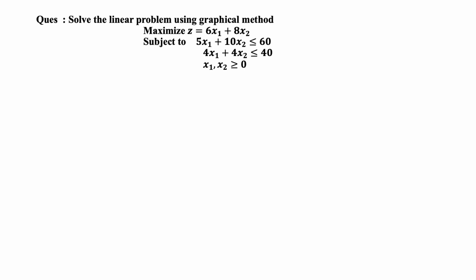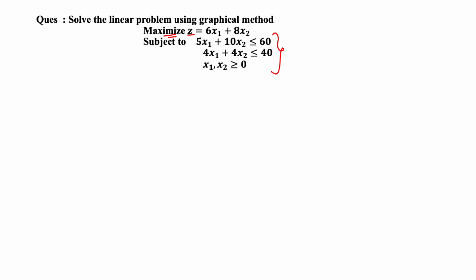Now we are going to see how we can apply those steps in solving linear programming problems. Here I have a problem which is to maximize z. Z is my objective function, which is 6x1 plus 8x2. We have to maximize it. These are my constraint equations. With the help of the graphical method, we will find the optimal solution.